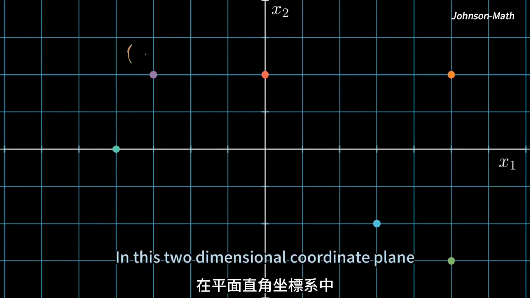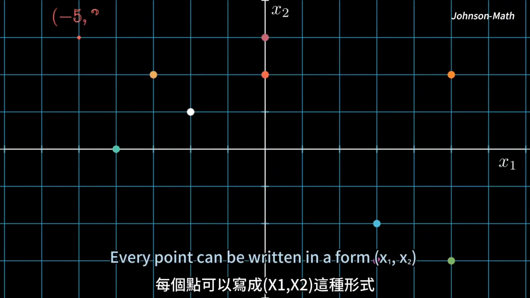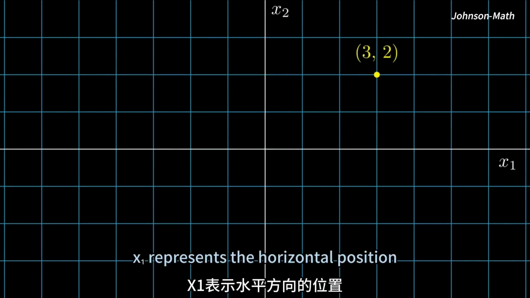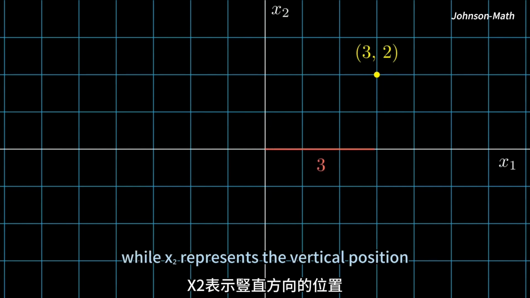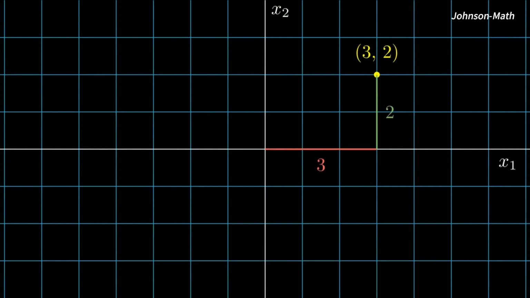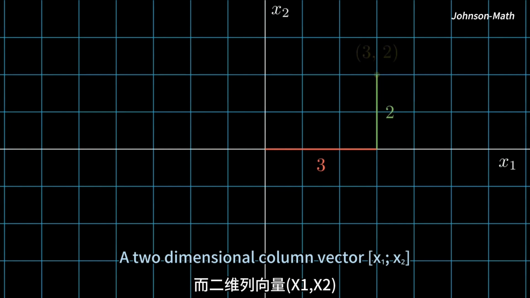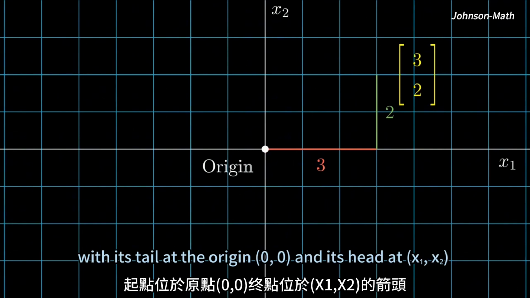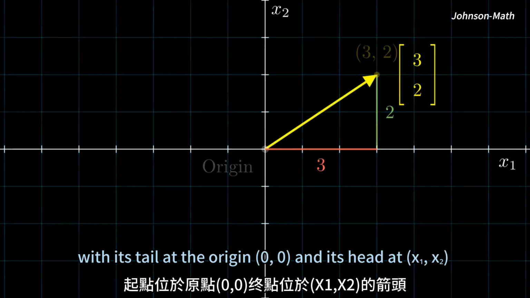In this two-dimensional coordinate plane, every point can be written in the form x1, x2. x1 represents the horizontal position, while x2 represents the vertical position. A two-dimensional column vector x1, x2 can be seen as an arrow with its tail at the origin 0, 0, and its head at x1, x2.